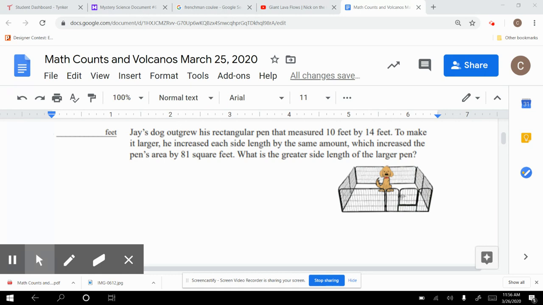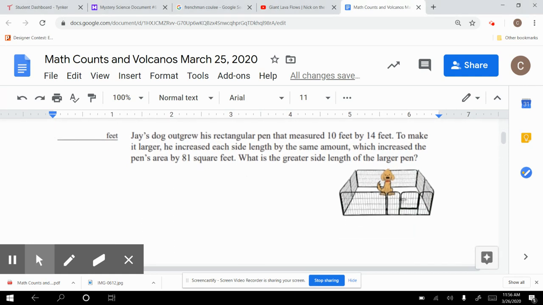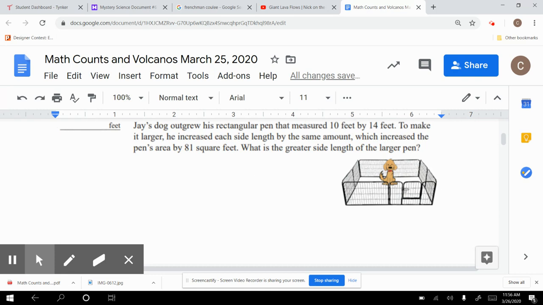So I'm going to go over the answers to the March 25th assignment. This first one could be really tricky, or it could just be kind of an easy brute force problem. I'm going to show you the brute force method because the algebraic way of solving this is a little bit beyond what we're ready for yet. So let me just do it the way that I think would be easiest for you to solve.